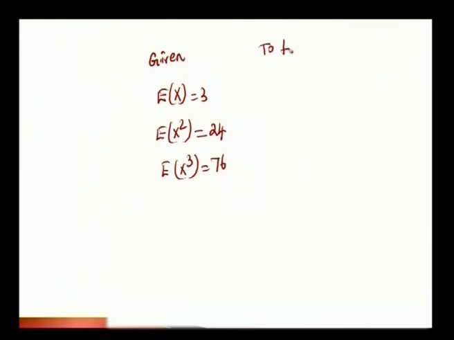To find about an arbitrary point, you have to find out expectation of x minus 2, expectation of x minus 2 whole square and expectation of x minus 2 whole cube. This is first moment about arbitrary point 2, this is second moment about arbitrary point 2, this is third moment about arbitrary point 2. We have to find out these 3 moments and show that their respective values are 1, 16 and minus 40. Okay.